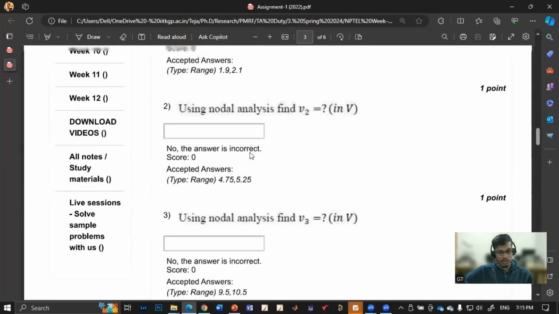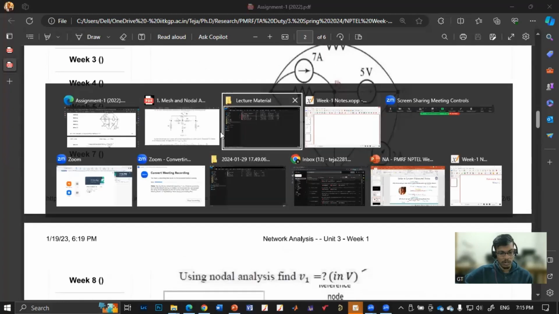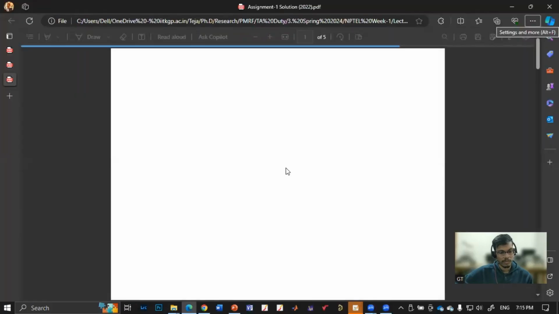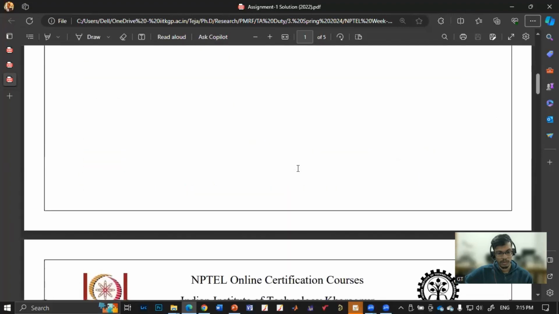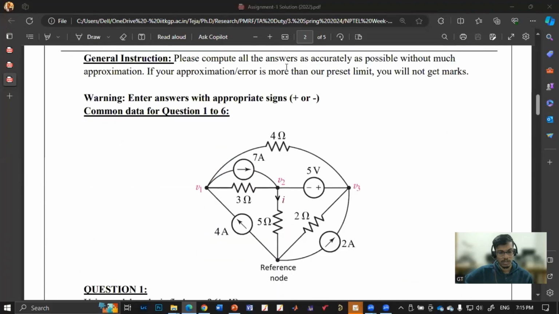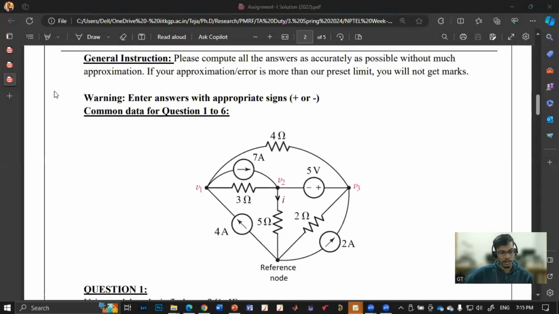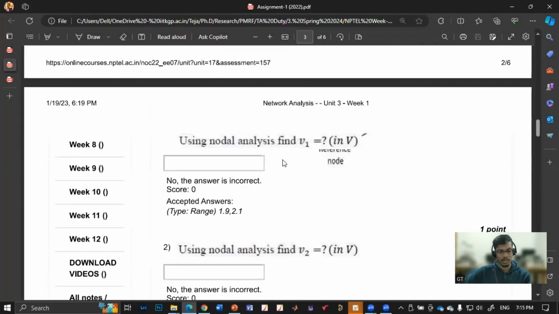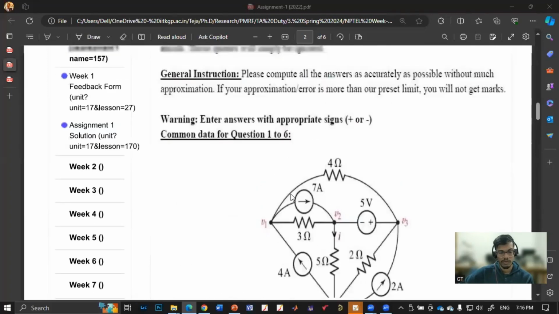So let us take this question. I think this picture is not clear. Yes, so this is the picture. In this picture, the question is: using nodal analysis, find V1, V2, V3. They have given some predefined voltages, and using nodal analysis we have to find V1, V2, V3.